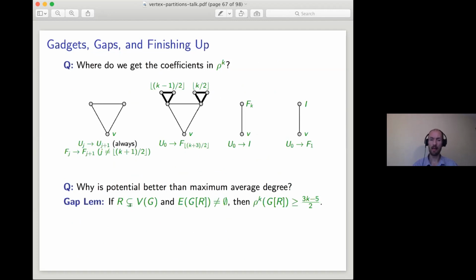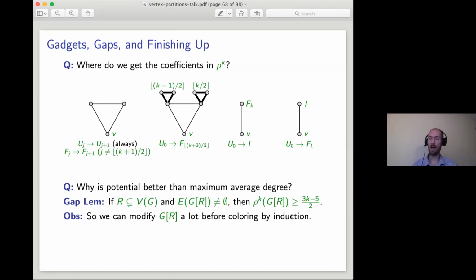And what the potential function does is it allows us this really powerful gap lemma. I won't get into the proof of this, but what it says is when you take the subgraph induced by any proper subset of the vertices, the potential is actually pretty big. It's something that grows linearly in K. And so before we invoke the induction hypothesis, we can mess with our graph. We can change it somehow, and when we make a small modification to the graph, it changes the potential function a little bit.